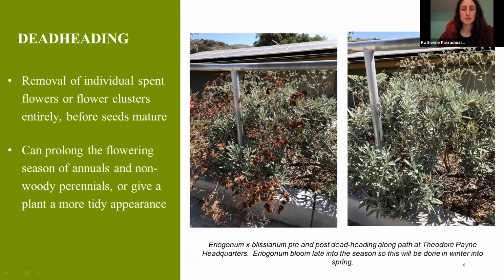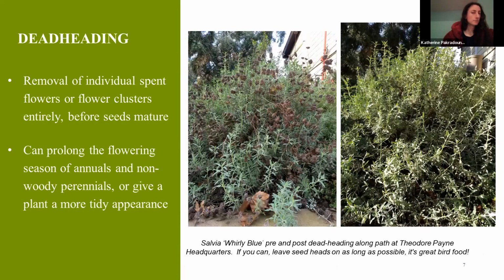In the case of this here, this is Eriogonum blissianum. This is a hybrid buckwheat. It's a hybrid between the St. Catherine's lace buckwheat and the Santa Cruz Island buckwheat. So this one has got these flower clusters that all dried up, and then they're ready to be removed. So you're seeing on the left, the old flower clusters, and on the right, obviously all of that removed. And it makes it just look, you know, obviously much more tidy.